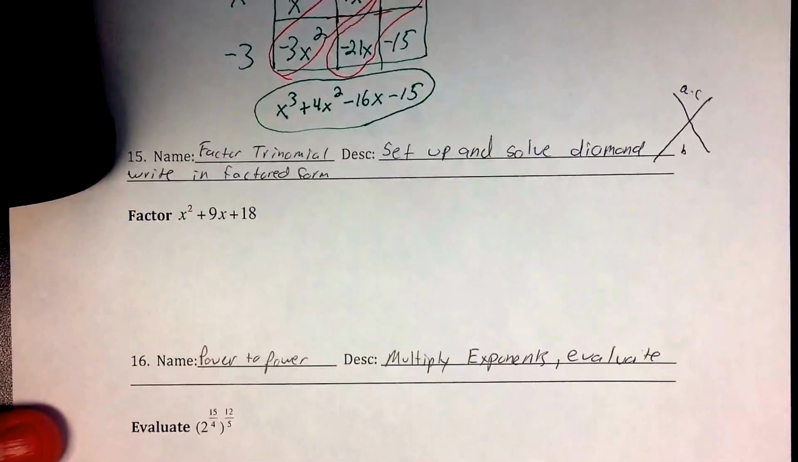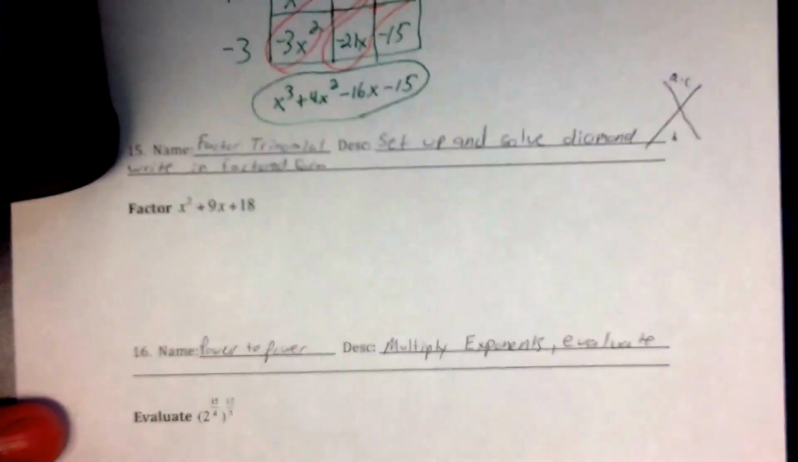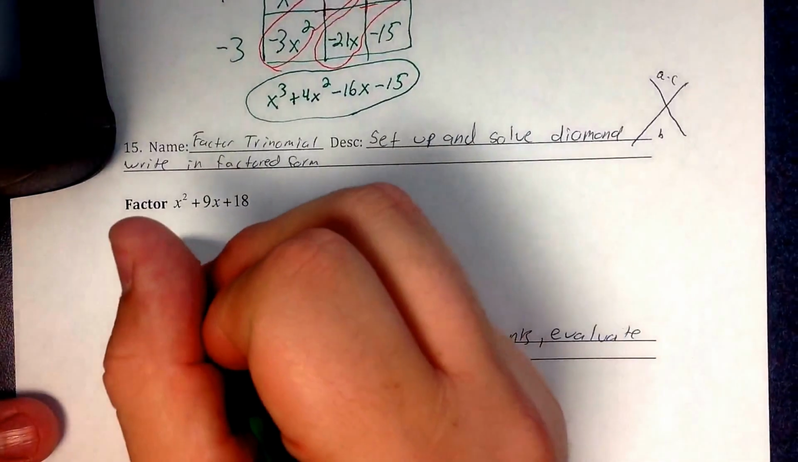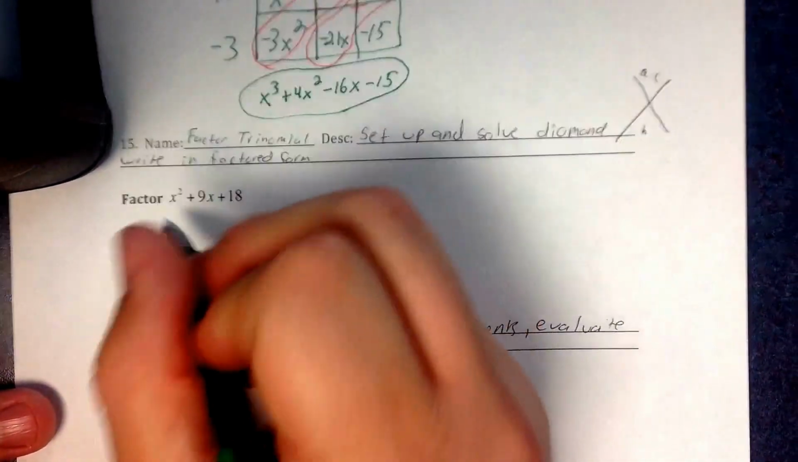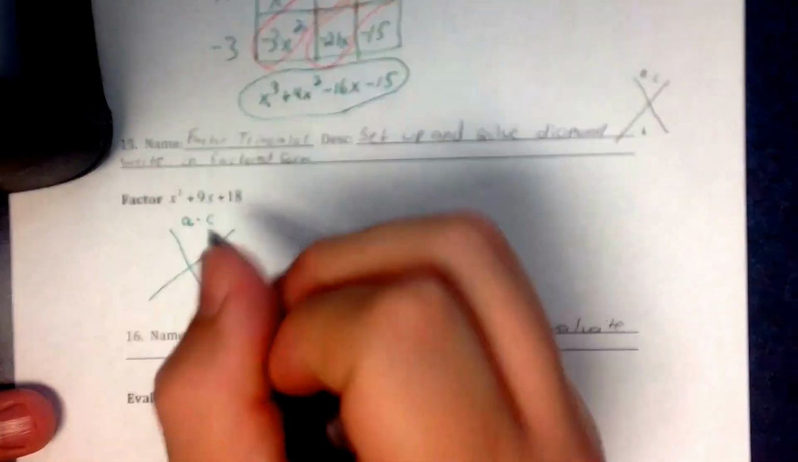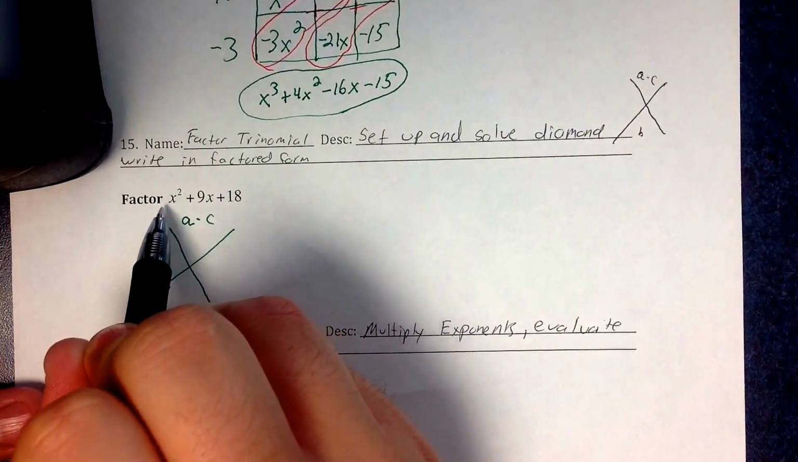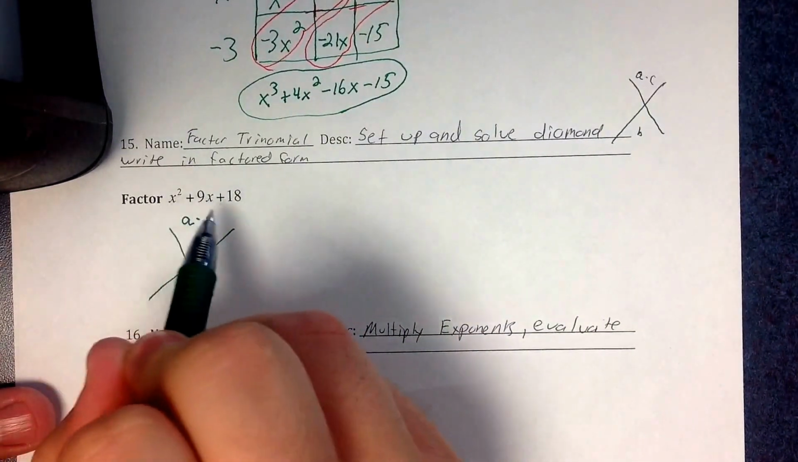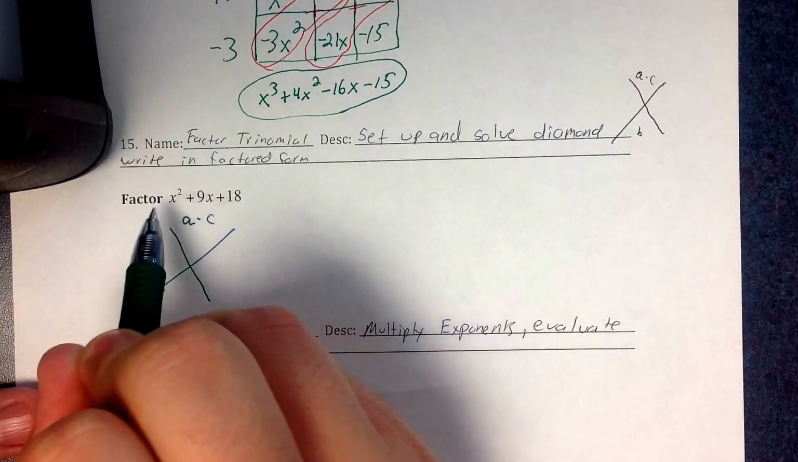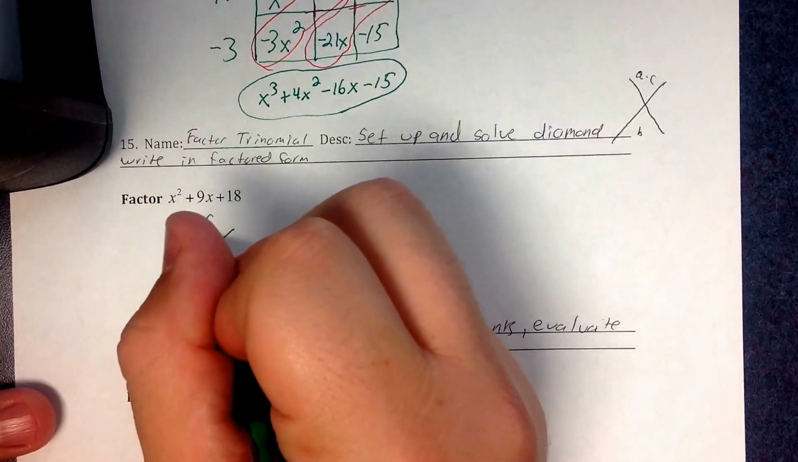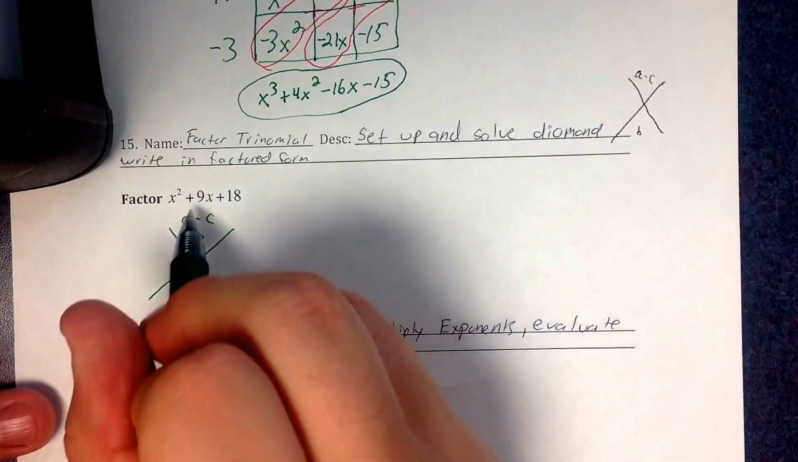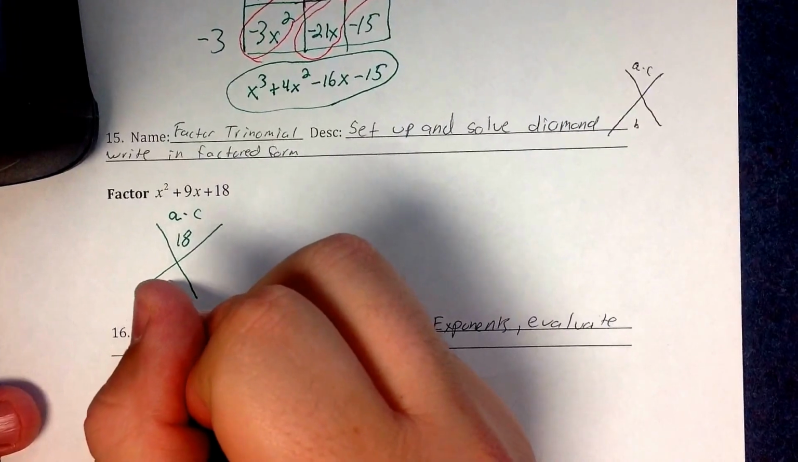Okay, 15. Factor x squared plus 9x plus 18. So I'm going to set up my diamond. Again, a times c on top. Well, a is the number in front of x squared, which is an imaginary 1. C is the constant, so 1 times 18 is 18. B on bottom, and that's the number in front of x, which is 9.